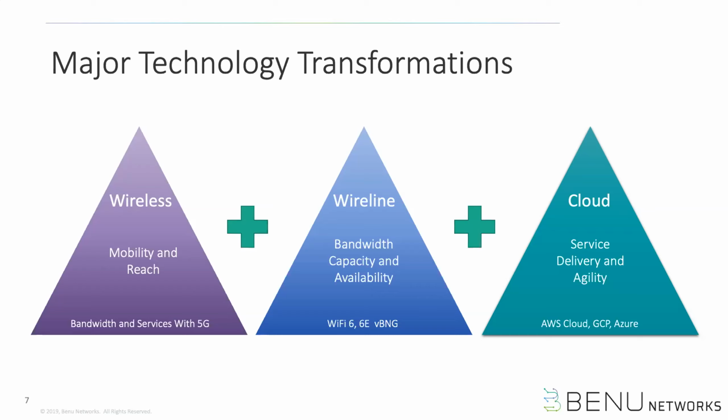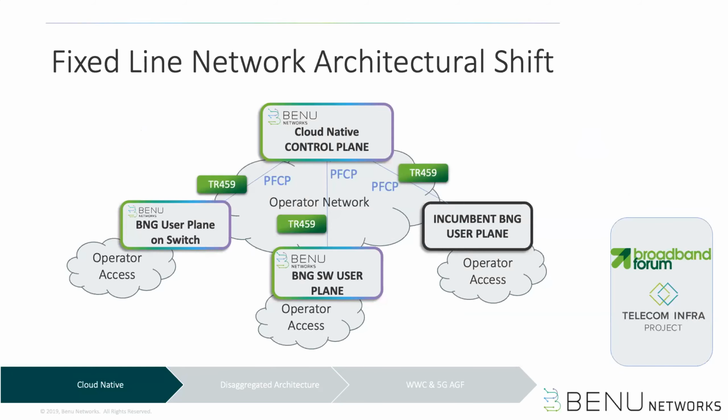AWS has announced Outposts, Google has announced Anthos, and Azure has Azure for Operators. All these technology transformations and the new network needs fit very well with the disaggregated BNG architecture that is based on TR-459 and looks something like this.